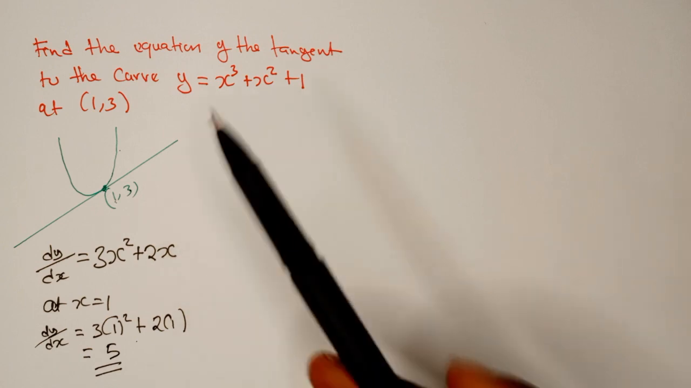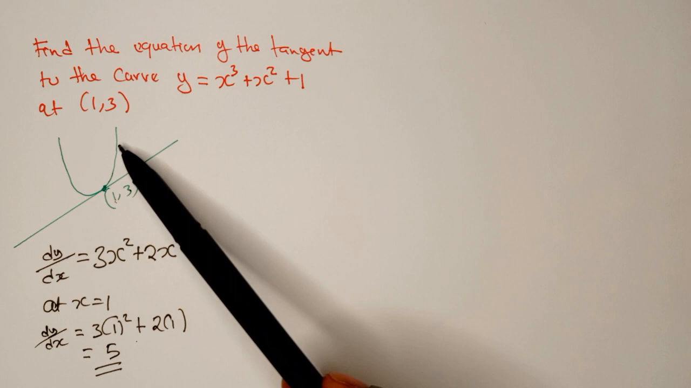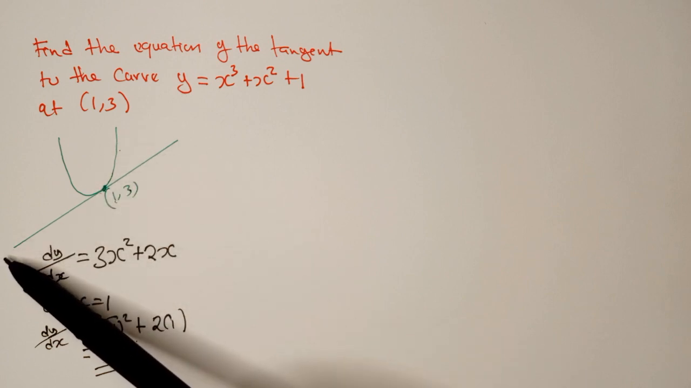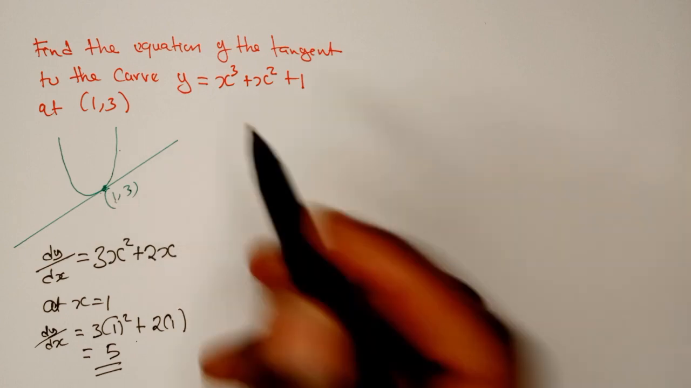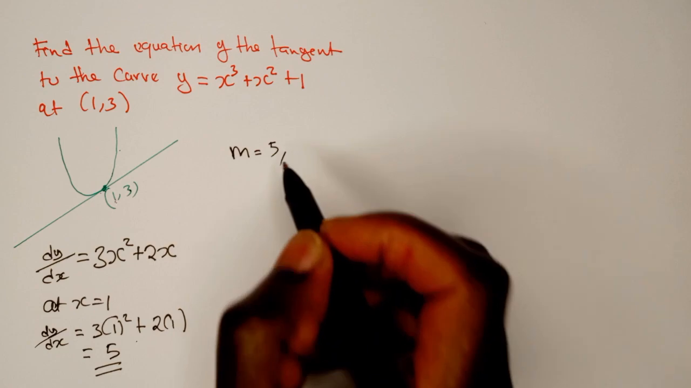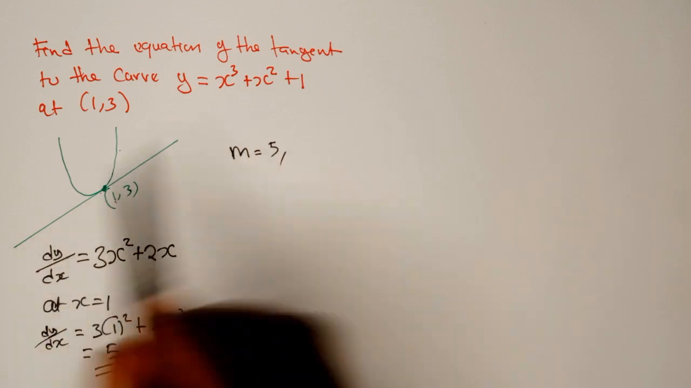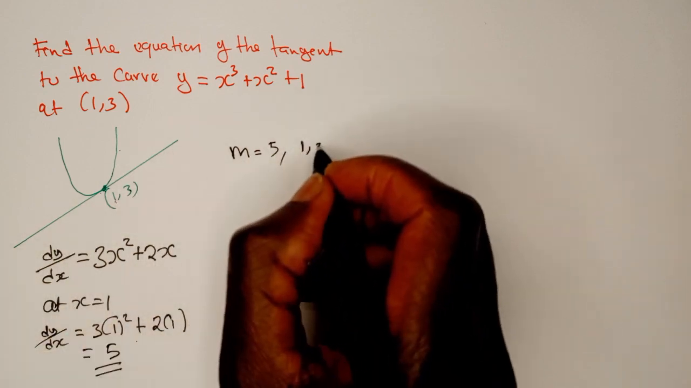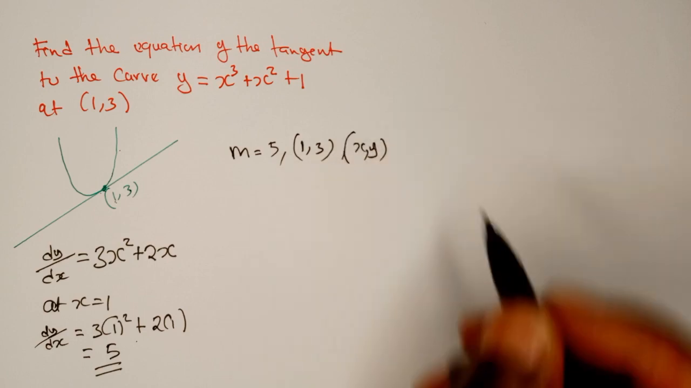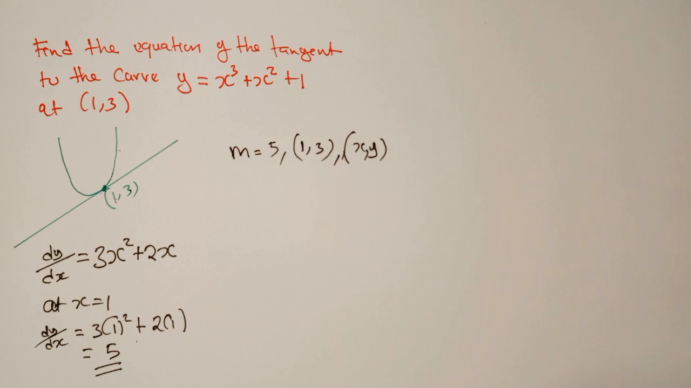So if this is the gradient of the curve at this point, this gradient is the same as the gradient of the line, which is the tangent. So we have the gradient of that tangent, which is 5. Then we have a point that is passing on that line, which is (1, 3). Then we have an arbitrary point (x, y). So these are the three things that we need to get the equation of a line.